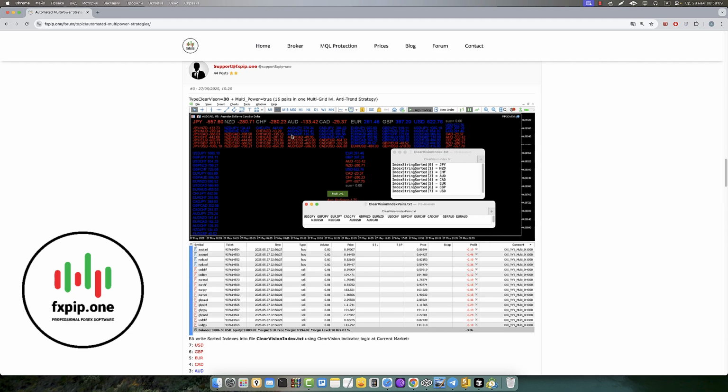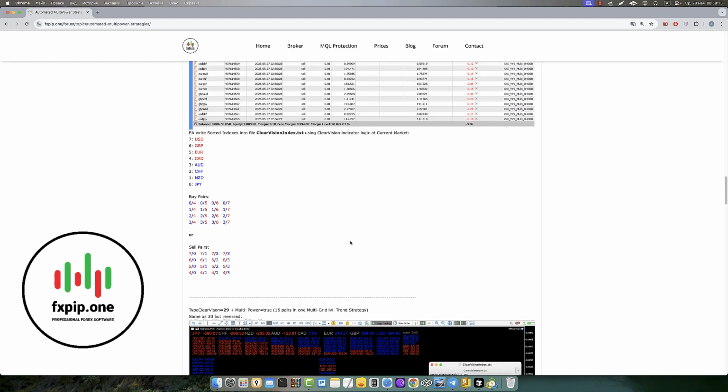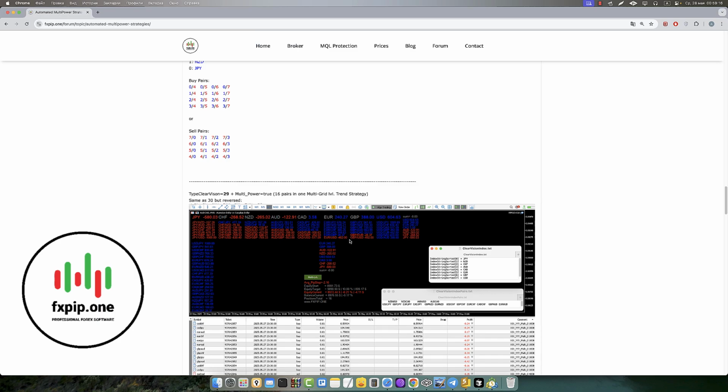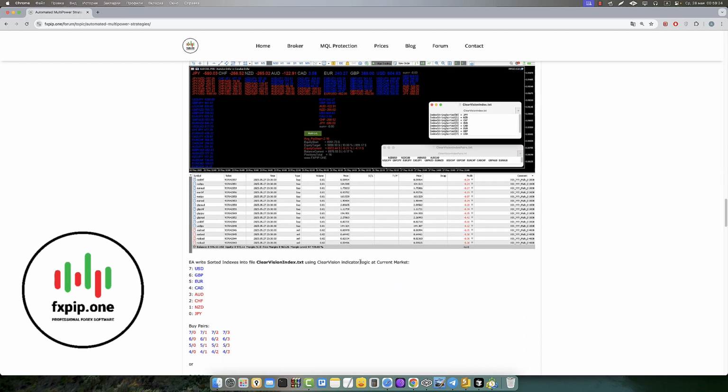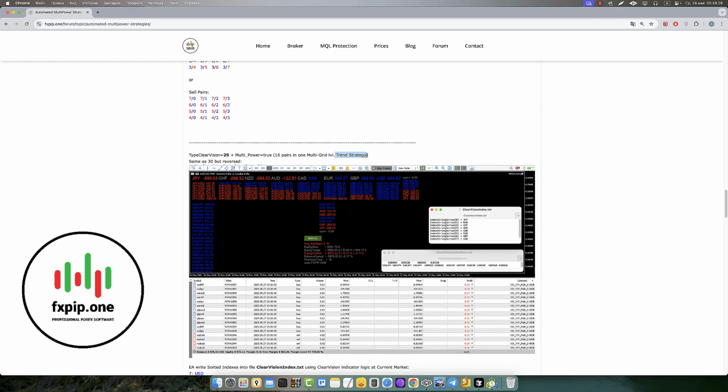The type leverage number 30. This is anti-trend strategy. What do we sell and what do we buy here? We also have 29. It's the same as 30 but reversed. Okay, this is a trend.